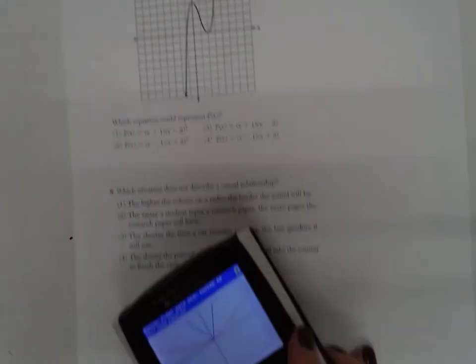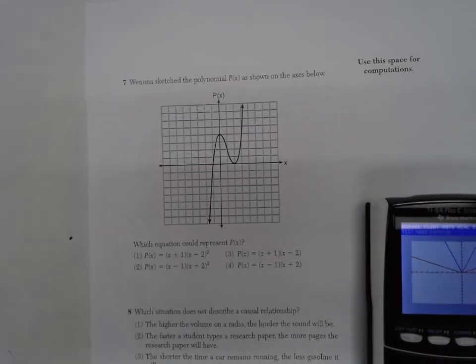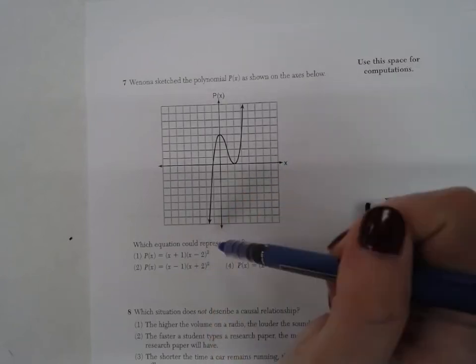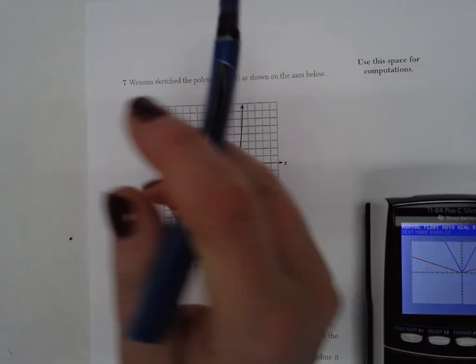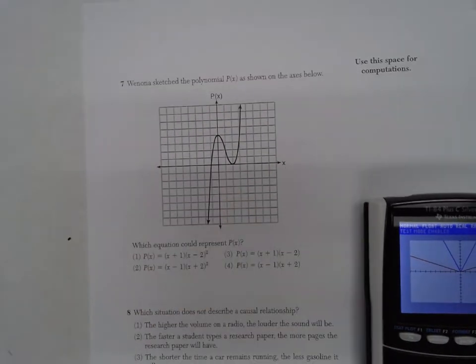Question 7. Winona sketched the polynomial as shown on the axes below. Here's her graph. Which equation could represent p of x? Okay, well, I'm trying to match an equation to a graph. Let me see what pictures look like.